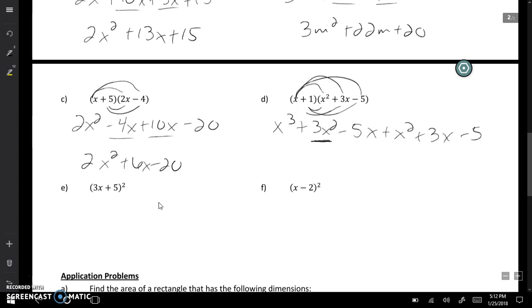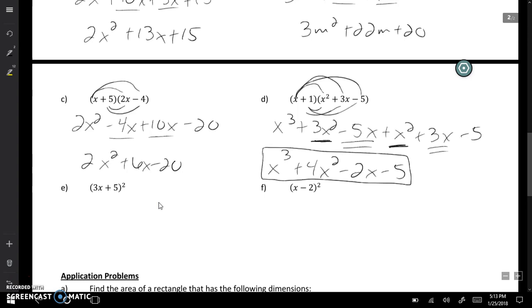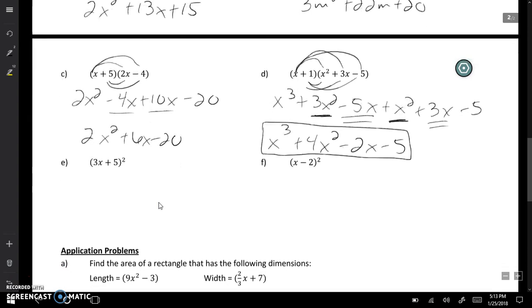And so now we're going to combine 3x squared and the x squared. We find minus 5x and plus 3x. X cubed plus 4x squared minus 2x minus 5. There's your final answer. Okay, try E, see what you get. Okay, hit pause, try it, and then check your answers.